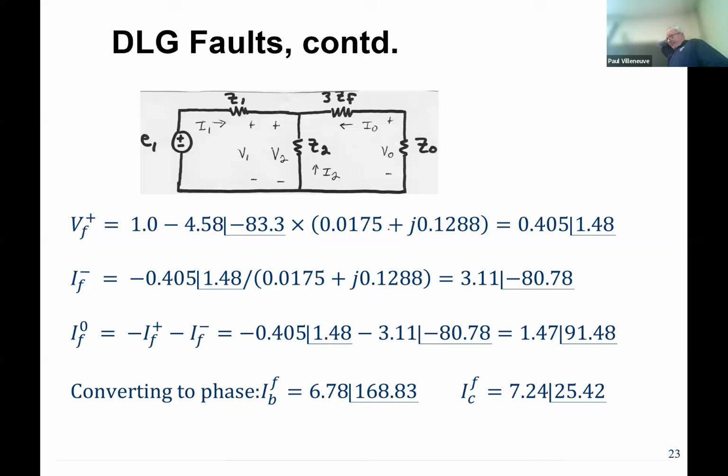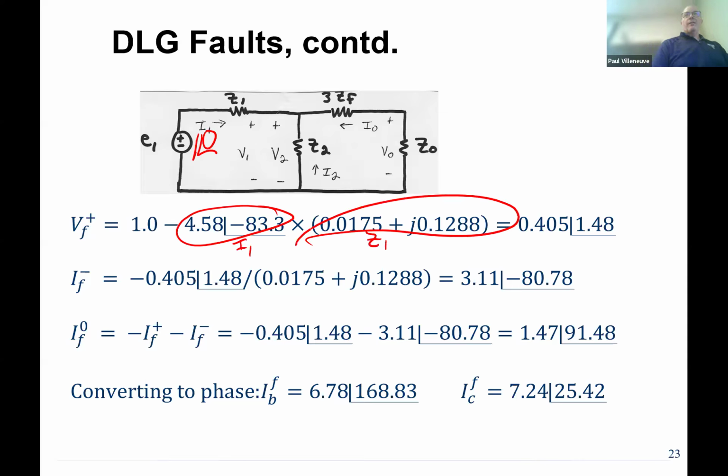B. I need to double what is on VF plus. What is the 1.0 open? And then I1, this right here is I1. This is Z1. This whole thing.